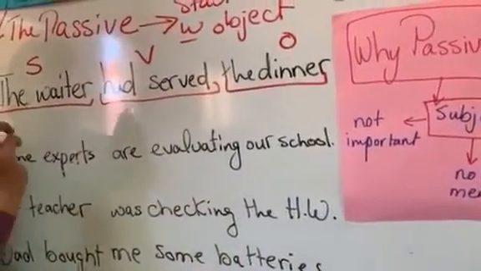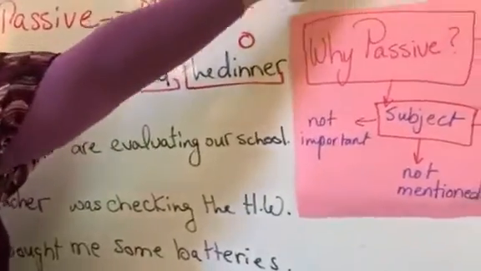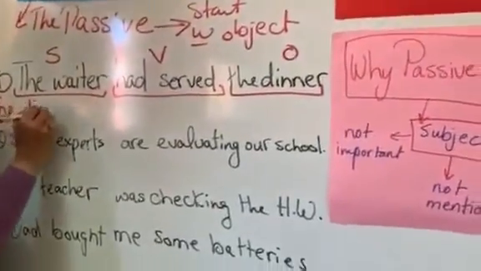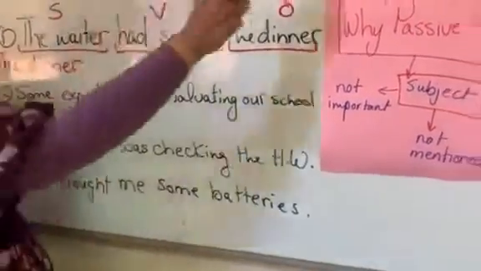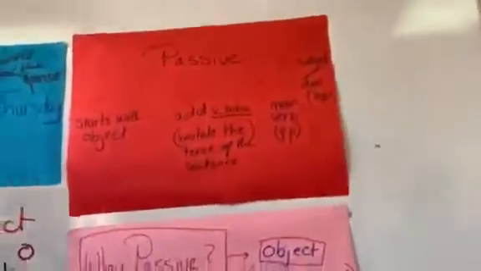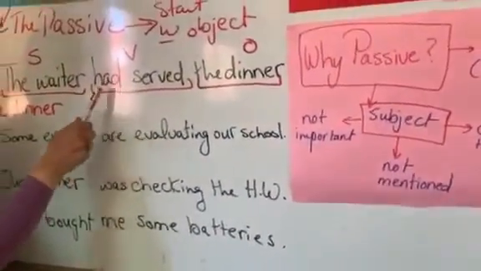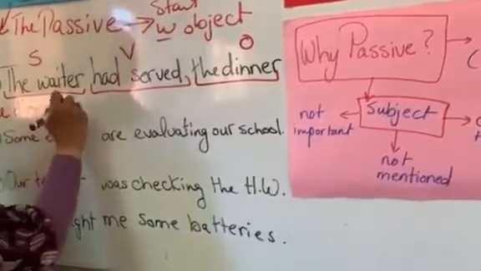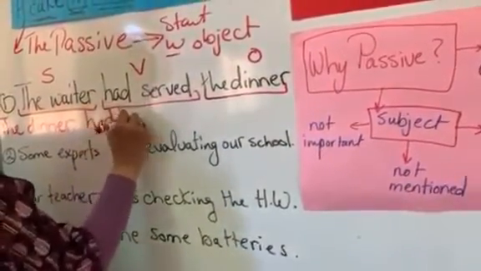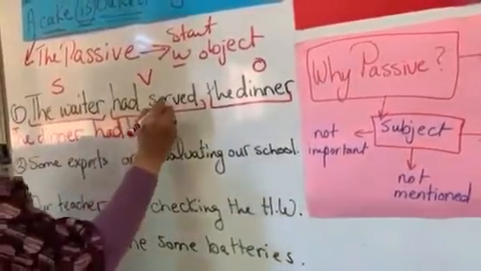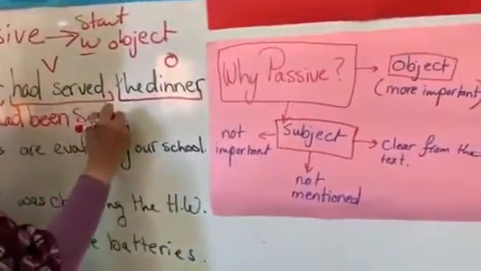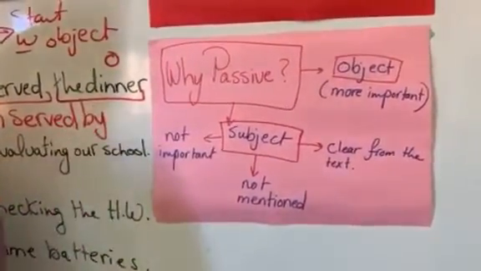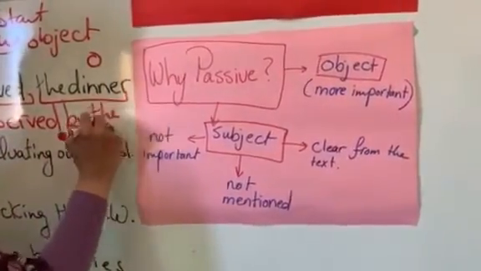Okay, now I'm going to start with number 1. The sentence starts with the object. So here I'm going to start with the dinner. Okay, number 2, I'm going to add verb to be in the same tense. Which tense is this? Past perfect. So I'm going to have verb to be in the past perfect. How do I do it? Had been. Okay? And then I write the verb in the past participle, served. And then I'm going to write the subject introduced by the preposition by: by the waiter.